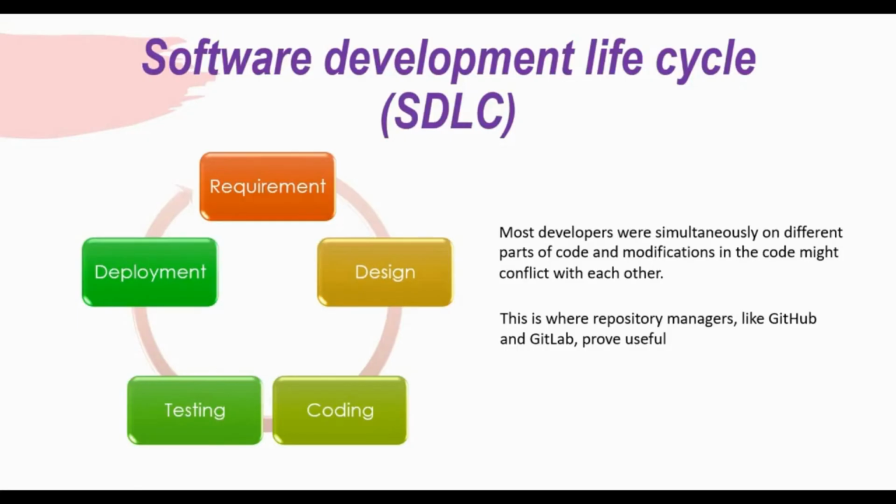What happens in this process is that most developers simultaneously work on parts of the code, and they make modifications on the code, which can get into conflict with each other, and that creates a lot of bugs in the software. That is where repository managers like GitHub or GitLab become very useful. We will see why it's useful. In the next slides I'll talk about how a developer normally uses the code, and the benefit of using GitHub or GitLab or other tools like Bitbucket or SVN Subversion.